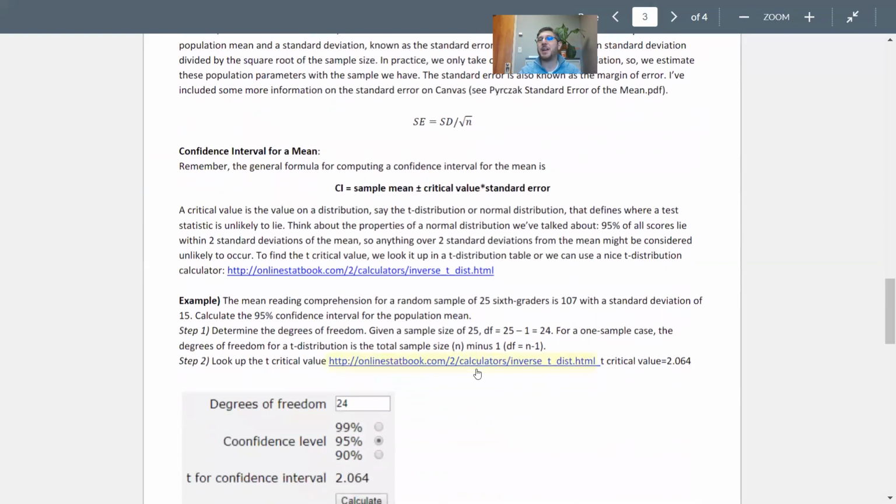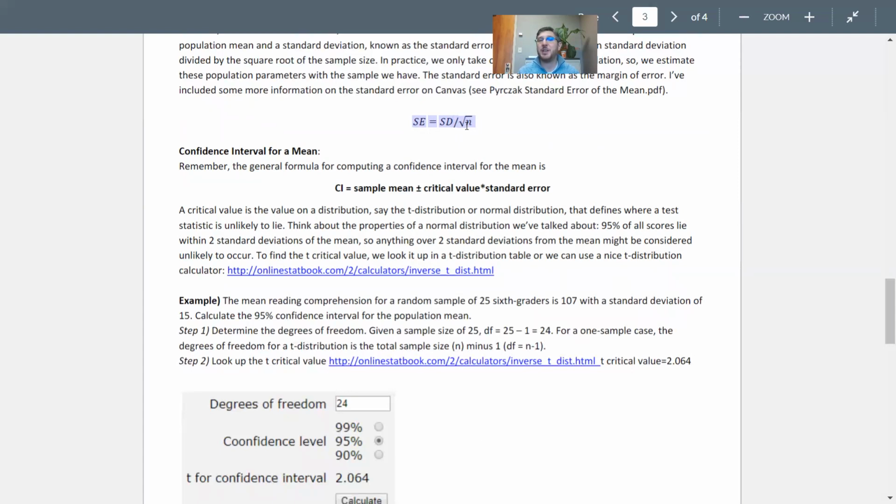So let's talk a little bit about how we might calculate a confidence interval around the mean. The general formula to do this is we take the sample mean and we add and subtract a margin of error. So we add and subtract what's called a critical value times our standard error, our estimate of the variability in the sampling distribution, or the standard deviation of the sampling distribution.